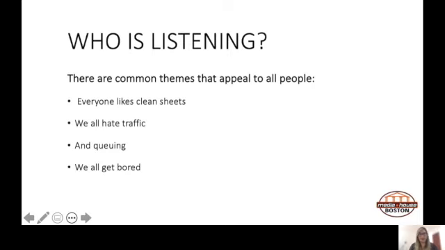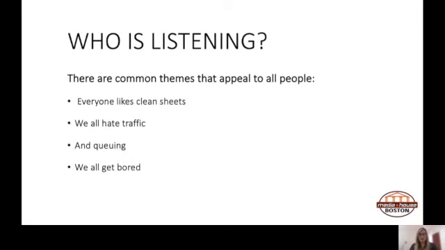So when we look at people as a whole, as you hopefully would have seen in your homework, there are common themes that appeal to everyone. Everyone has similar interests in certain areas. Everyone likes clean sheets, or at least I hope we all do. We all hate traffic. We all hate queuing. We all hate ads at the beginning of YouTube. We all get bored easily, okay? So as you can see, there are things that we all have in common. So radio stations need to generate interesting topics that will appeal to the majority of their listeners.